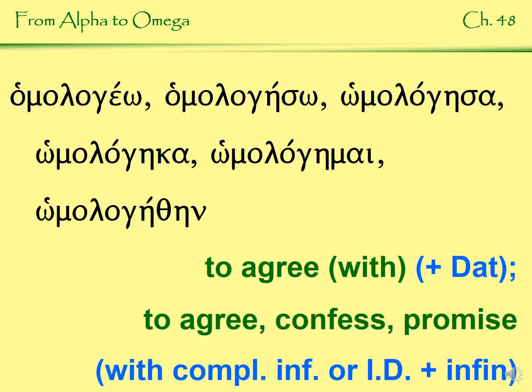Homologeo, homologeso, homologesa, homologeka, homologemai, homologethen. It means to agree with. Notice you can see it says to say the same thing. Homologeo, say the same thing. So agree with. It can also take a complementary infinitive or indirect discourse with an infinitive, meaning to agree or confess or promise.